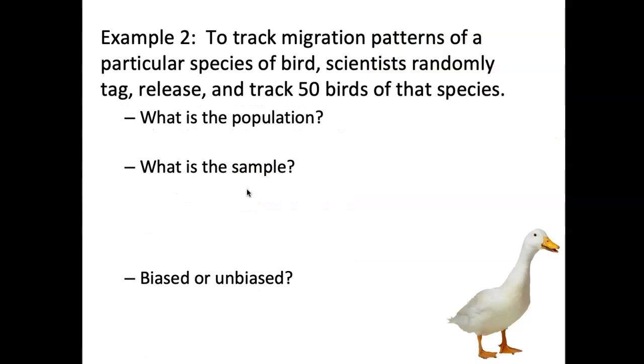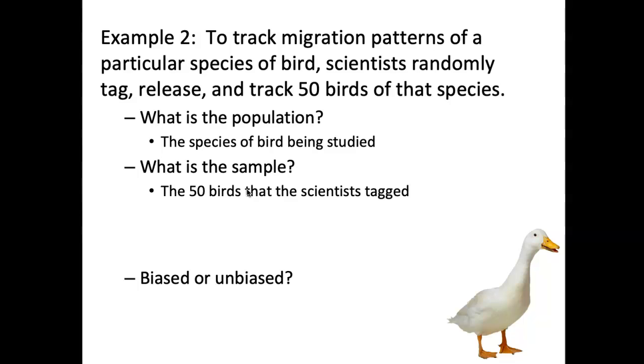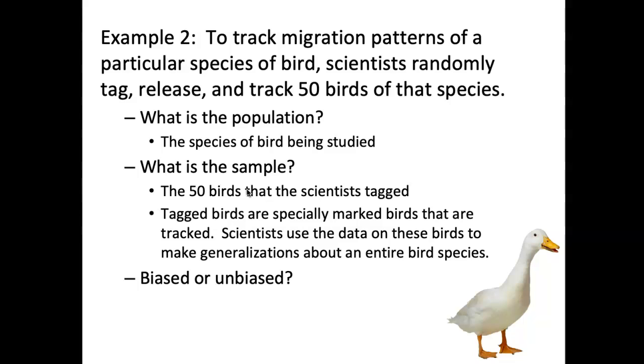Example number 2. Track migration patterns of a particular species of birds. Scientists randomly tag, release, and track 50 birds of that species. So what is the population? The species of bird being studied. The sample is just those 50, the small group that were tagged. Okay, so they were marked. Is it biased or unbiased? Unbiased, because they were randomly selected.